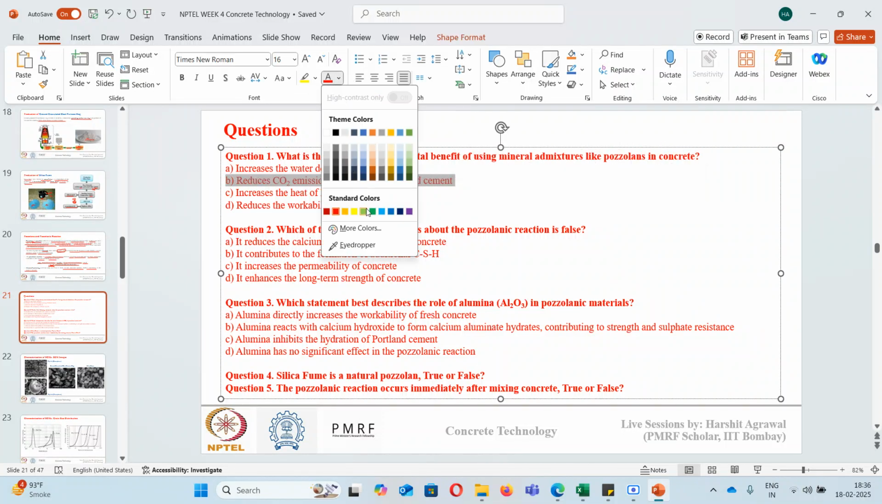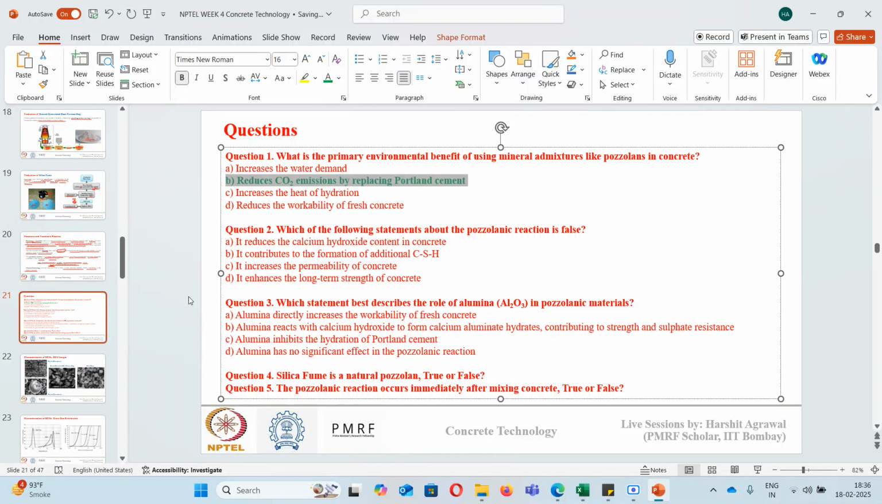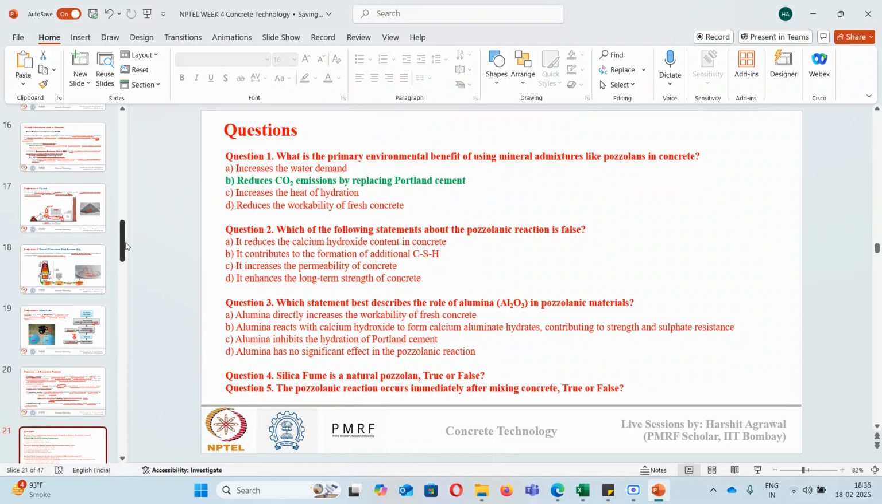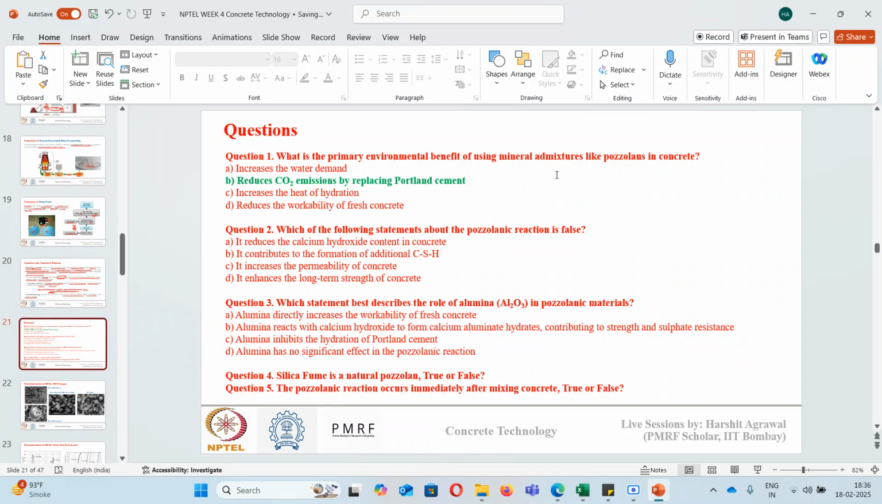As we said earlier on slide 16, the primary advantage of using mineral admixture is that we are replacing a certain part of OPC, and production of OPC requires a lot of energy and produces a lot of CO2. So if we are replacing OPC, we are reducing the consumption of OPC. In turn, we are reducing the CO2 emission during the production of Portland cement. So the primary environmental benefit will be reduction in CO2 emission.